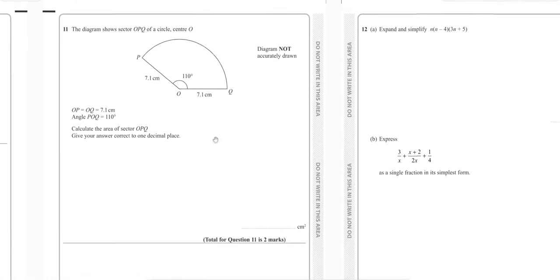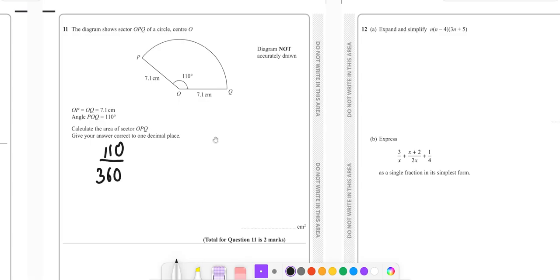Okay, the sector of a circle. Calculate the area of the sector. So it's a whole circle, but a fraction of it. So it's that fraction of a whole circle. The area of a circle is pi r squared. So pi times the radius, which is 7.1 squared.